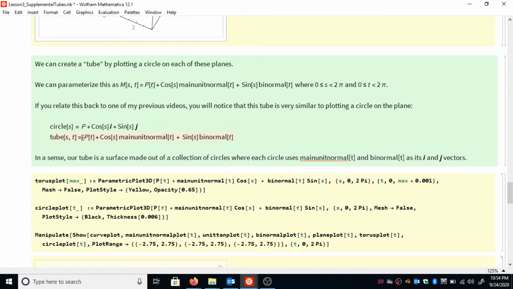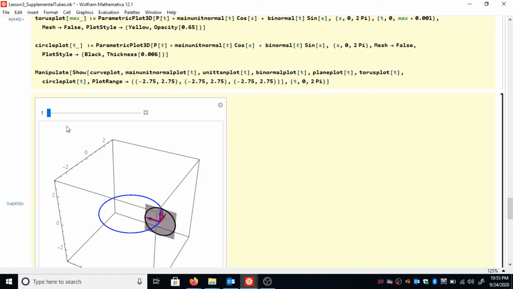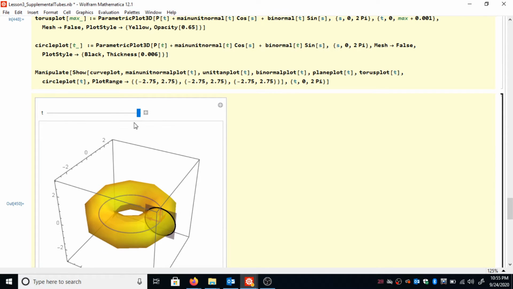I'm going to take this exact equation right here and I'm going to plot it. So let's run this code here and let's drag the slider and there we go. Look at this tube. Whoa, it's like a donut shape. Let's do it one more time because that was pretty cool.